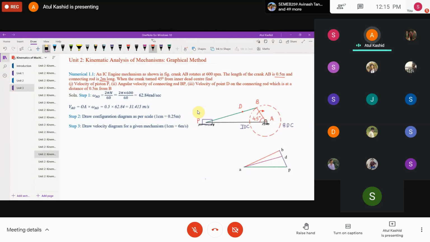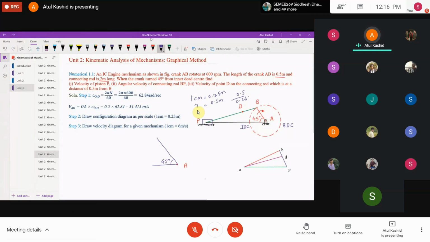Okay, quickly draw along with me. I will tell you how to draw the configuration diagram. To draw it, we first take the fixed point A. Then we are given an angle of 45 degree, so draw a line at an angle of 45 degree. Now the length of this link AB, we know it is 0.5 meter. We have taken a scale of 1 centimeter equals 0.25 meter. So 0.5 meter equals how many centimeters? That we have to obtain. It will be 0.5 by 0.25. So draw as per that.